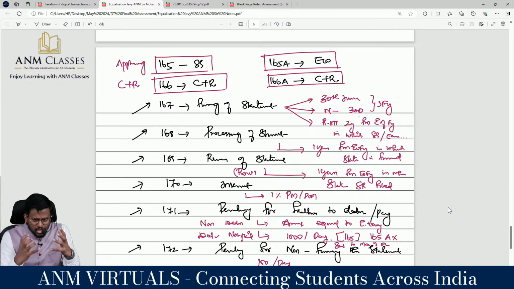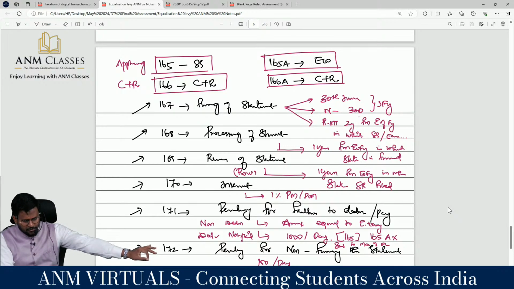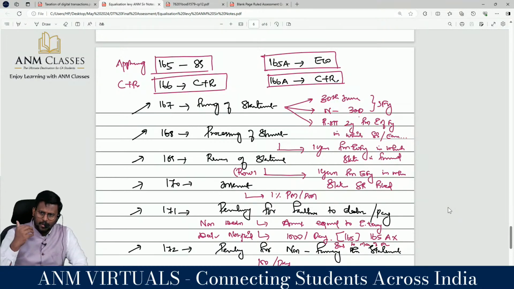The collection and recovery of 165 is covered in 166, whereas collection and recovery of 165A is covered in 166A. Right, sir? What 167 is saying is that you are supposed to furnish a statement. The time limit to furnish the statement is 30th June of the succeeding financial year. If you fail to furnish that statement within the stipulated time of 30th June, then they will issue a notice.